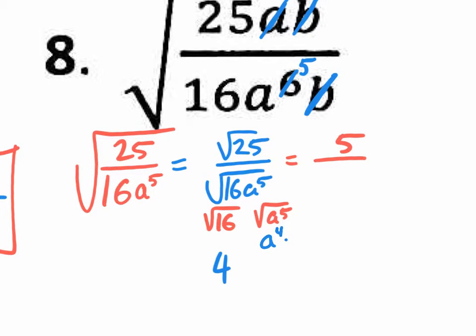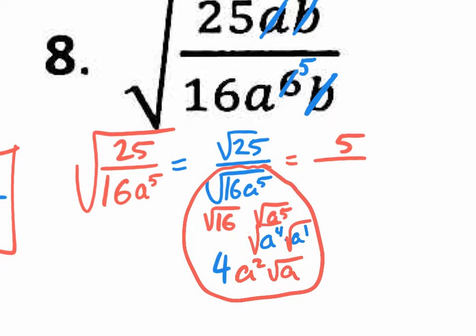A to the 4th times a to the 1. That way, when you split it, you'll get a to the 2nd and then the square root of a. So this was the bottom simplified. I'm going to rewrite it up here. It'll be 4a squared square root of a.